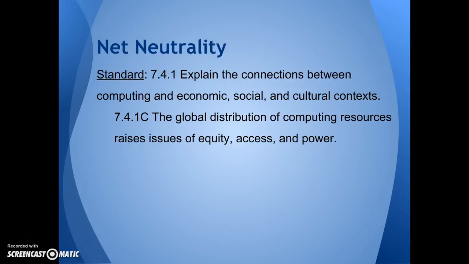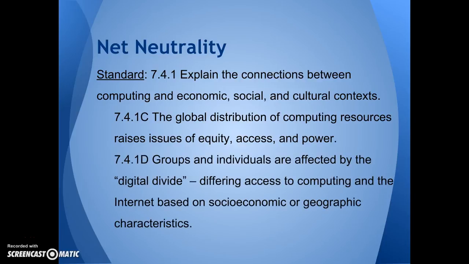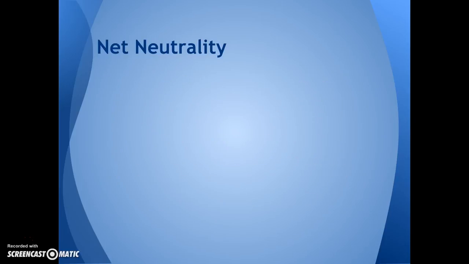If there are no regulations in place, it could happen that people can pay for faster internet or pay to get their message out sooner than their opponent. And then D, groups and individuals are affected by the digital divide, differing access to computing and the internet based on socioeconomic or geographic characteristics. So same idea, net neutrality kind of addresses that equity issue of whether or not everyone has equal access to the internet and all the information on the internet.